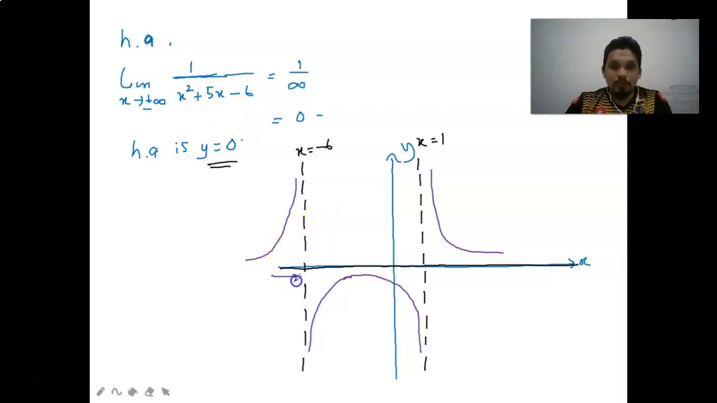Approaching negative 6 from the left, approaching negative 6 from the right, approaching 1 from the left, and approaching 1 from the right, the graph approaches positive infinity.